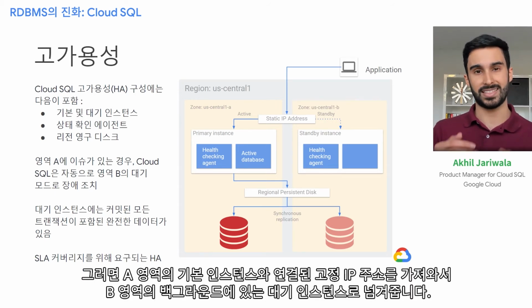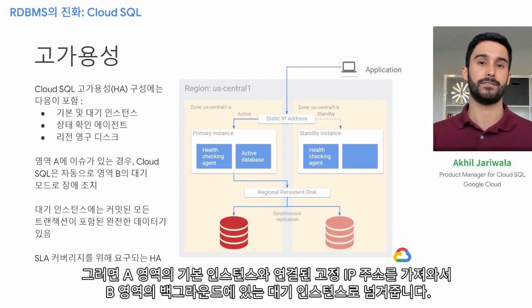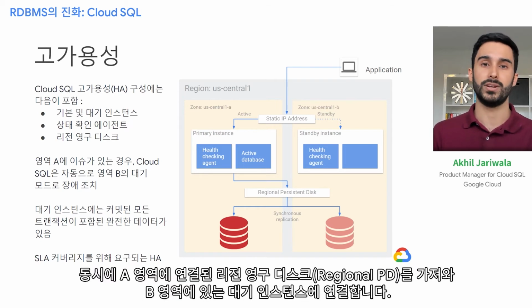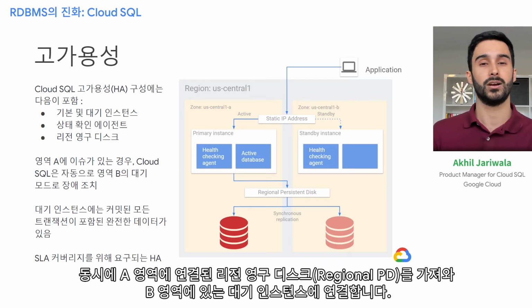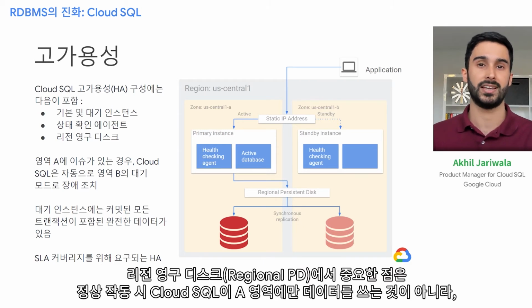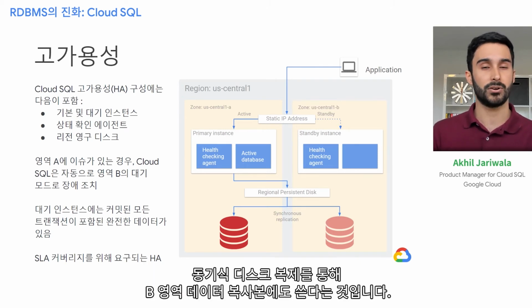What's happening is we take the static IP address that's affiliated with the primary instance in Zone A, and we move it over to a standby instance that's sitting in the background in Zone B. At the same time, we take a regional persistent disk that was connected to Zone A, and we connect it to the standby instance in Zone B. What's important about the regional persistent disk is that when things were working normally, Cloud SQL was writing data not only to Zone A, but with synchronous disk replication, a copy of the data has also been written to Zone B.